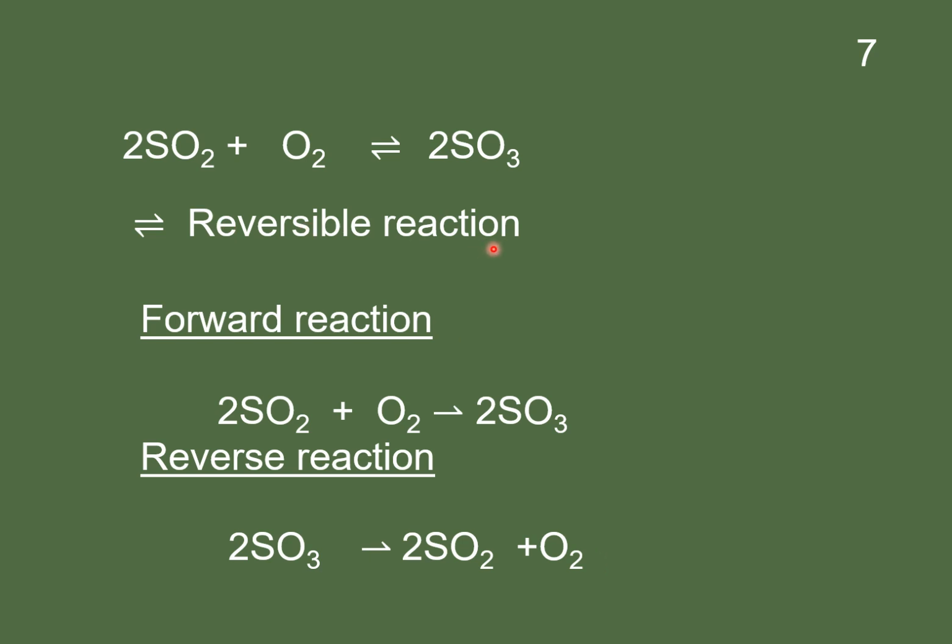In the above reaction, the forward reaction is sulfur dioxide reacting with oxygen to form the product sulfur trioxide. Look here, sulfur dioxide and oxygen are the reactants and they form sulfur trioxide, which is the product. In the reverse reaction, sulfur trioxide decomposes into oxygen and sulfur dioxide. Look here, sulfur trioxide is the product, and it decomposes into sulfur dioxide and oxygen.